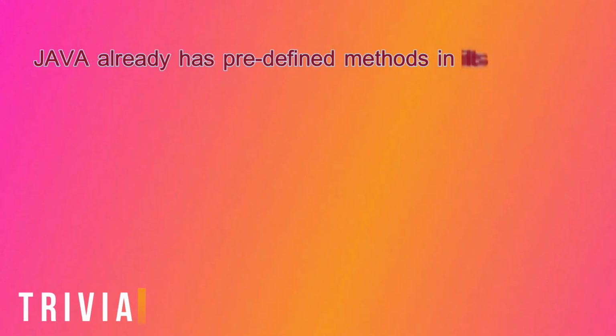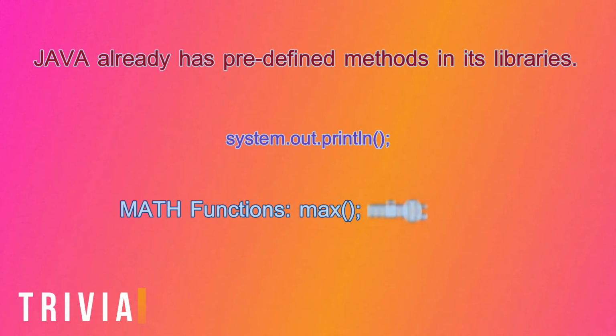Just a short trivia about methods. Did you know that the Java programming language already has predefined methods within its libraries? Some of these are the System.out.println that we're using to print out texts and others. And some math functions like max and min for maximum and minimum, and sum for sum.